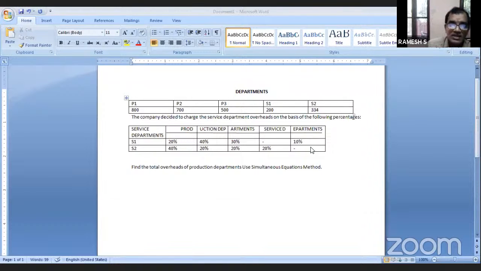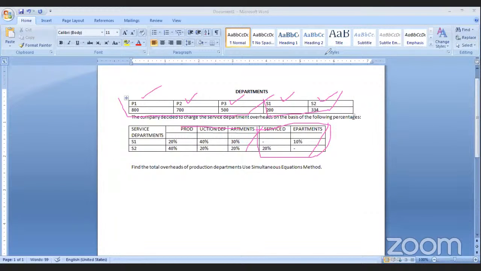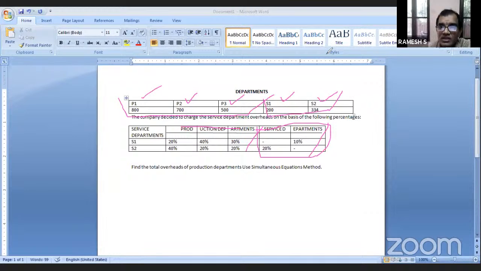So before solving this problem, in this problem we have totally 5 departments, namely P1, P2, P3, S1 and S2. See, P1, P2, P3, these 3 are production departments. S1 and S2 are service departments. Here it is given, just like in a previous problem, production departments and service departments, the division is given. Now these 2, you have to apportion to production departments. Now how the process is carried out in the simultaneous equations method, we will learn today.